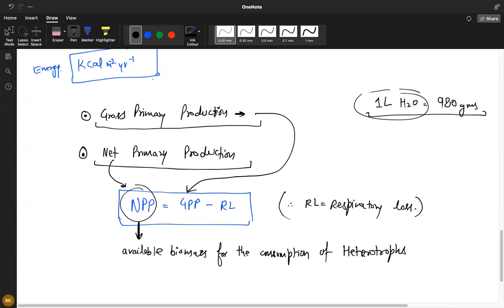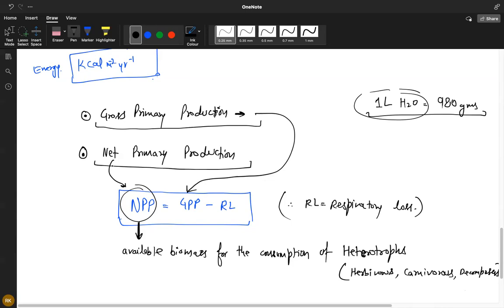Heterotrophs which cannot synthesize their own food, right? So in heterotrophs come your herbivores, which are also called primary consumers, your carnivores, secondary consumers and tertiary consumers, and also your decomposers. They all depend on net primary productivity. Is that okay? Yes, sir.